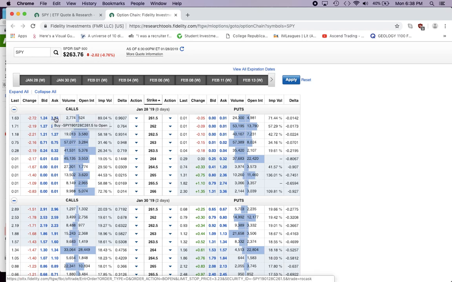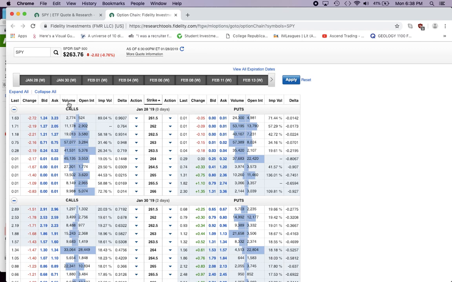So if you wanted to buy, you would buy at the ask, and if you wanted to sell, you would sell at the bid, because people are saying I'm bidding 124 on this option, and people that are selling are saying I'm asking 323 for that option. That's why it's called the bid. It's what you're bidding on it. It's called the ask because it's what people are asking for it.